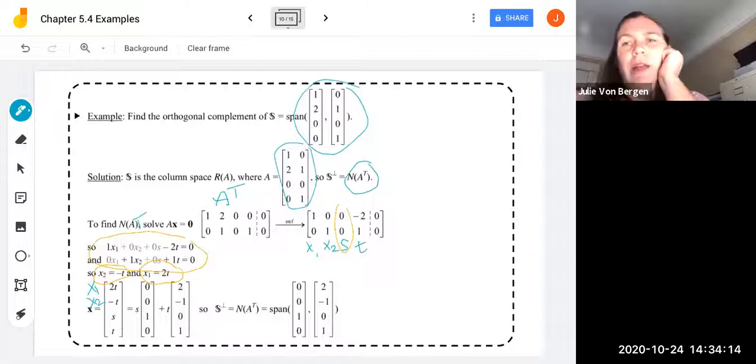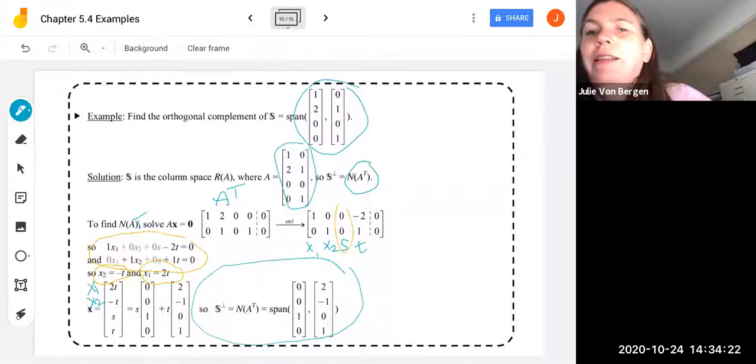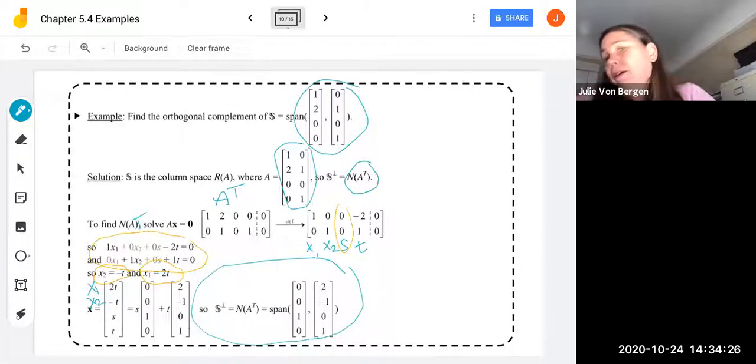So this is how we got earlier that our S-perp, or our orthogonal complement of S, is the null space of A transpose, which is the span of 0, 0, 1, 0, and 2, negative 1, 0, 1. So in the next video, we are going to see how to solve the least squares problem.